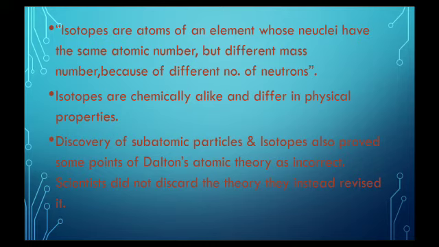It means the number of neutrons affects the mass number. Mass number is actually the number of protons plus the number of neutrons. So the mass number may be different for the atoms of the same element, but the atomic number is always the same for the atoms of a specific element.